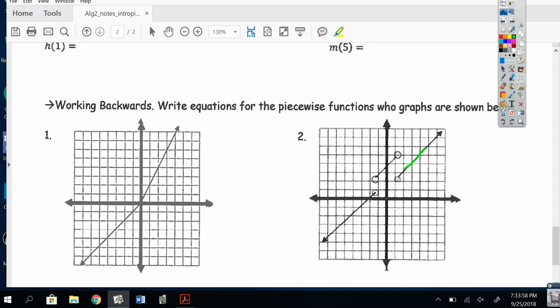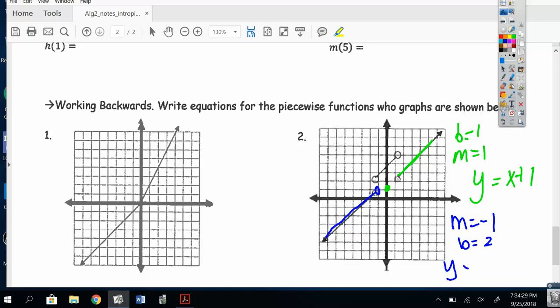So my slope on this one is up 1 over 1, up 1 over 1. So I'm going to go down 1 over 1. That's my y-intercept. So b is 1 and m is 1. So y equals x plus 1. So now if I come and I do this one, I'm going to assume it's up here, over 1, down 1. We're going to say it's over 1, down 1. It's not perfect. So m equals negative 1 and b equals 2. So now I have y equals negative x plus 2.